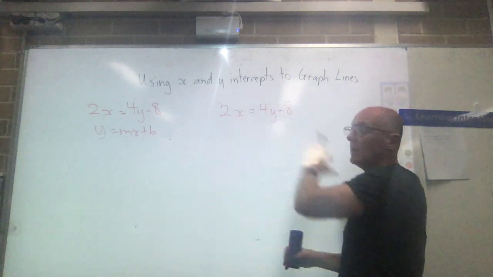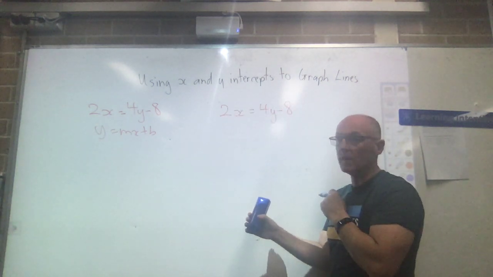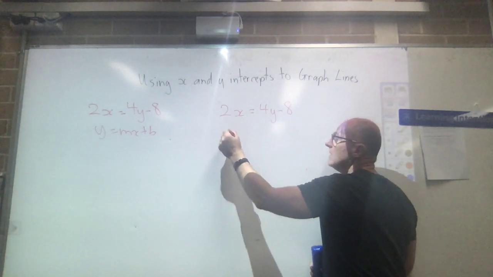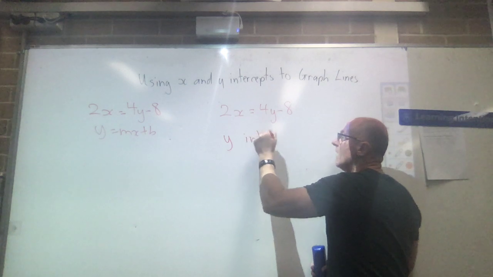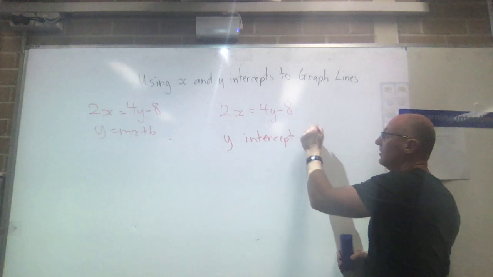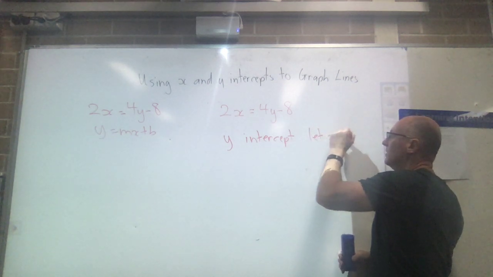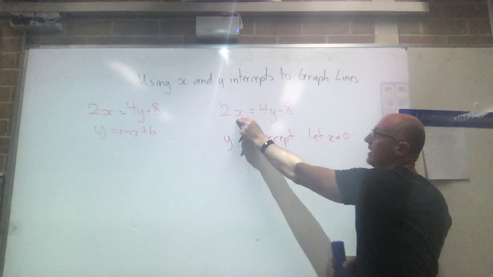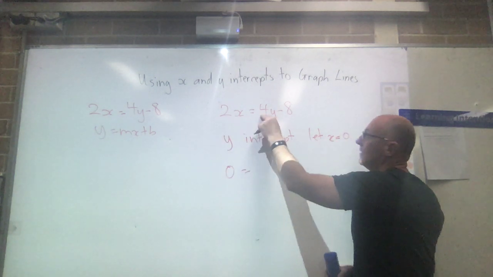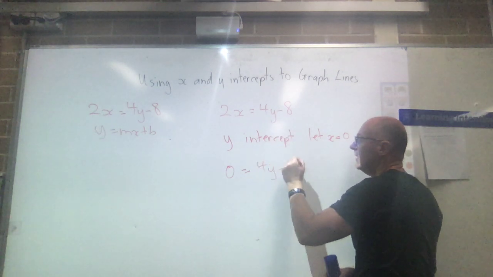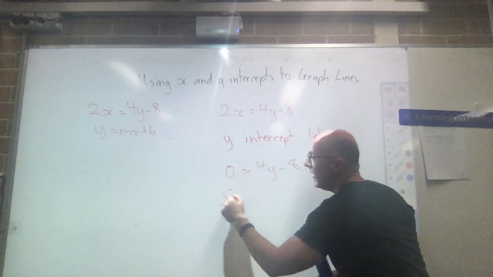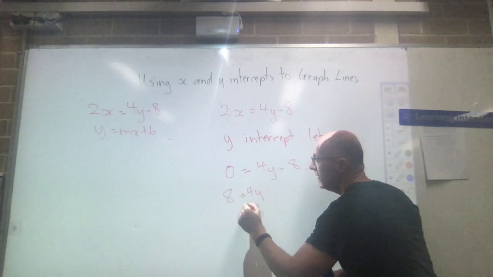This would form a straight line, but we don't actually know what the line looks like. So let's do what we did last time. We found the y-intercept first. Everywhere along the y-axis, x equals 0. Let x equal 0, so we stick 0 there. So 2 lots of 0, which is 0, equals 4y minus 8. We just solve this little equation: pull the 8 back, 8 equals 4y, y equals 2.